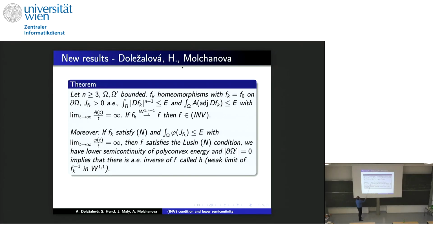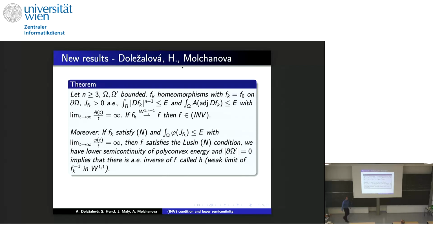If we know that our mapping satisfies the Lusin N condition, so it maps null sets to null sets, and for homomorphisms the integrals of Jacobians are uniformly bounded by the measure of the image, but we need to assume the equi-integrability of the Jacobians. Then under these assumptions, the limit satisfies the N condition as well, which is perfect. We have lower semicontinuity of polyconvex energy, so the calculus of variations really works, no problem whatsoever. And if the domain isn't too badly behaved, then there is even the inverse of our mapping.